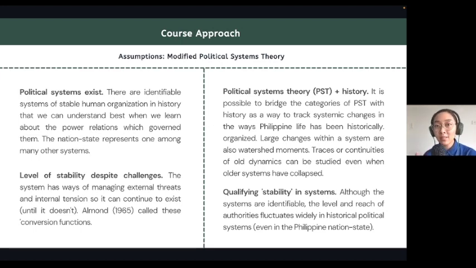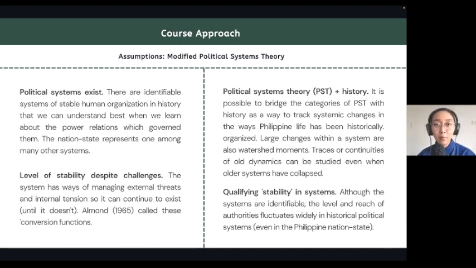Large changes within one system or one container are also considered watershed moments. So, for instance, is there a drastic change in the way people are managed during a certain period of time? For instance, during the Spanish period, was there a shift from one system of economy to another? For example, from the galleon trade to a parang cash crop oriented economy, and how did that transform life for the people here? So you can see that the Spanish colony continues to exist, but there's a major change within that system. So traces or continuities of old dynamics can be studied even when older systems have collapsed.